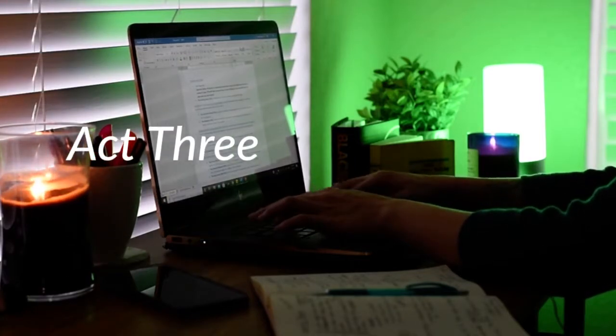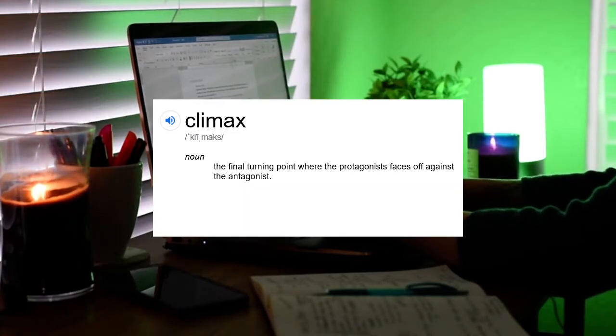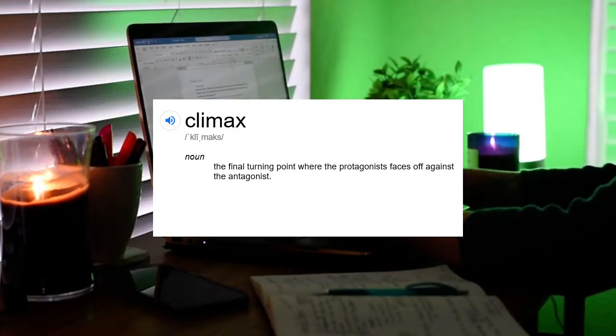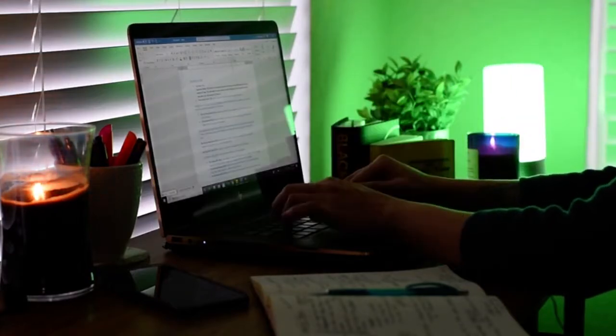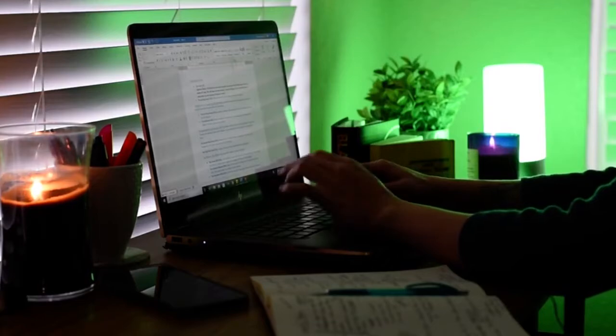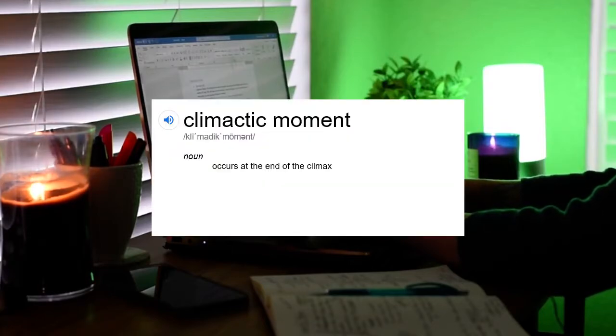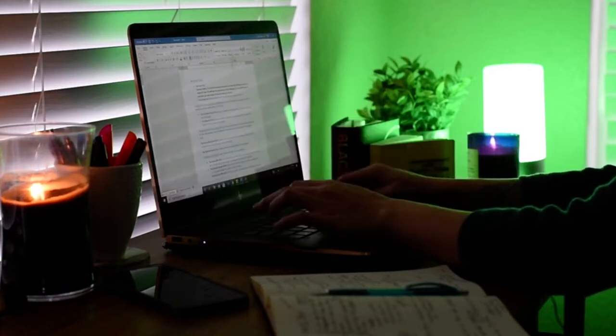The third and final act contains the climax, the final turning point where the protagonist faces off against the antagonist, typically a battle or confrontation. Then there is the climactic moment. This occurs at the end of the climax. This is where the conflict is finally resolved.